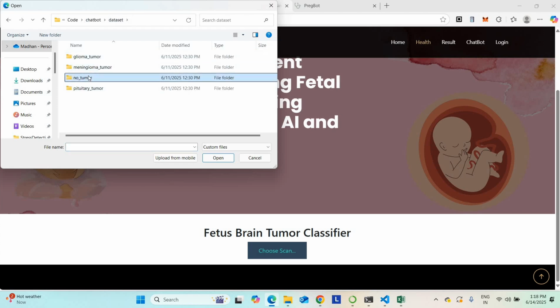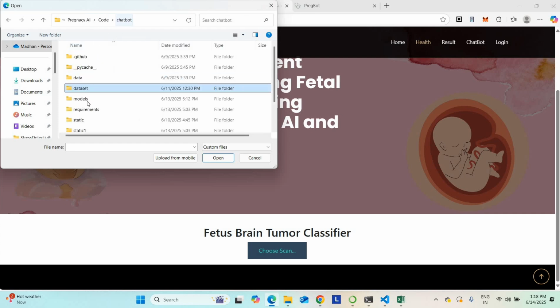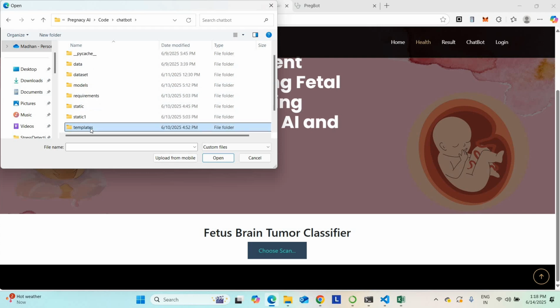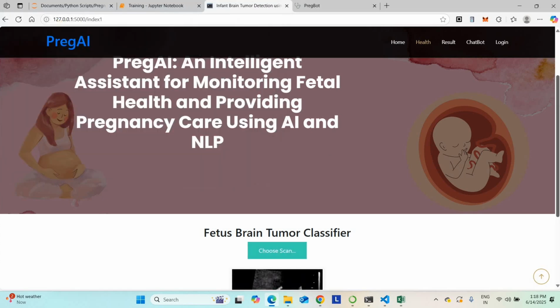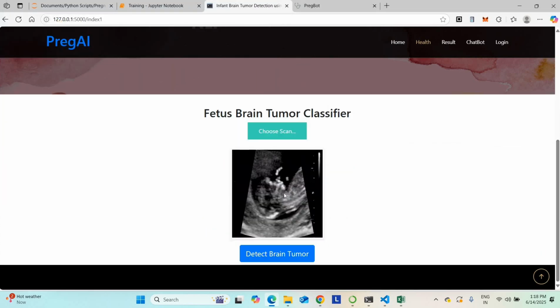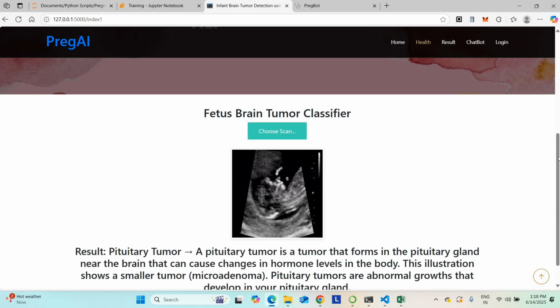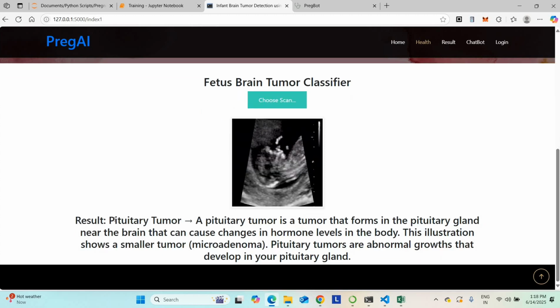There is a data set for the brain tumor, with various brain tumor data. You can choose anything here. I'm going for the test images. There are some test images, and you can choose anything. This is the test image I am feeding. I don't know whether the image is clear or not, but it will detect the result. Check, detect brain tumor. It will give the results.